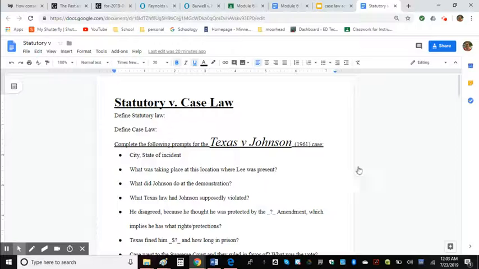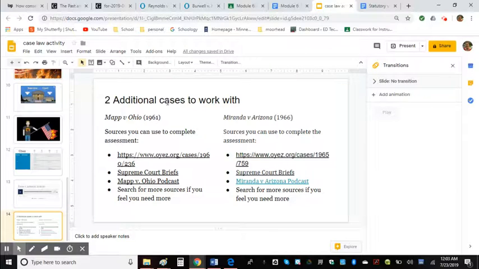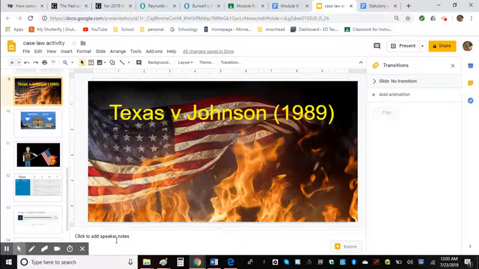As you see, I have provided all that information of where to look. The Texas versus Johnson materials are all linked inside this particular presentation. And for the other two cases, they are there for you as well.